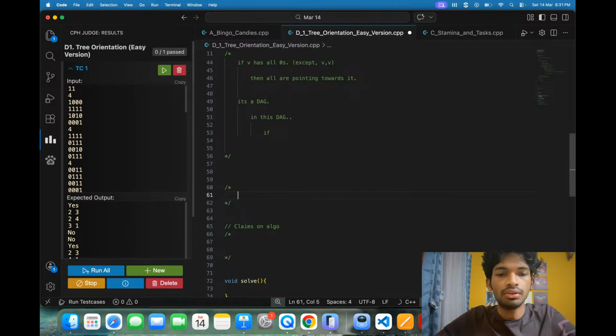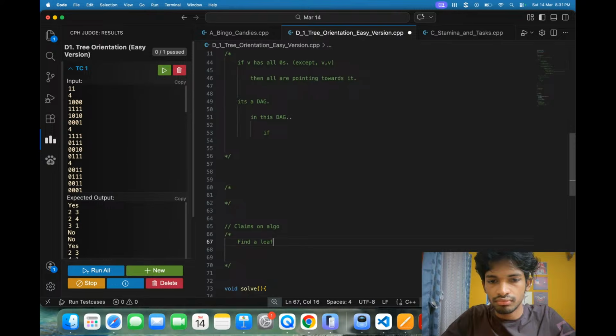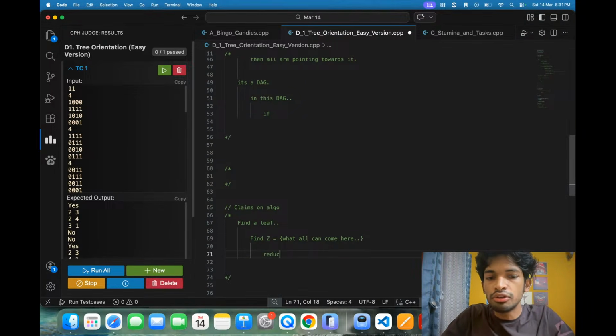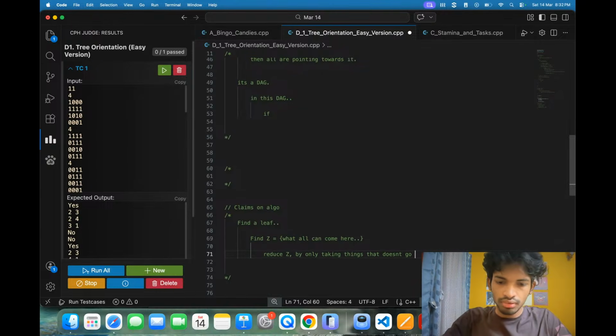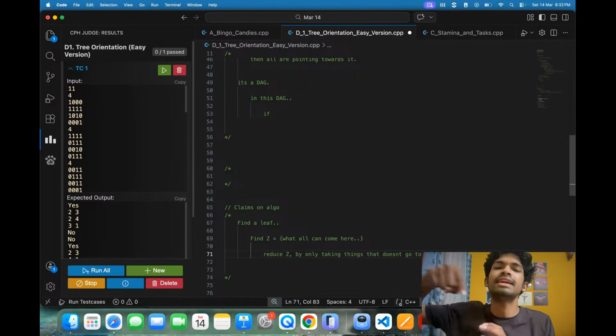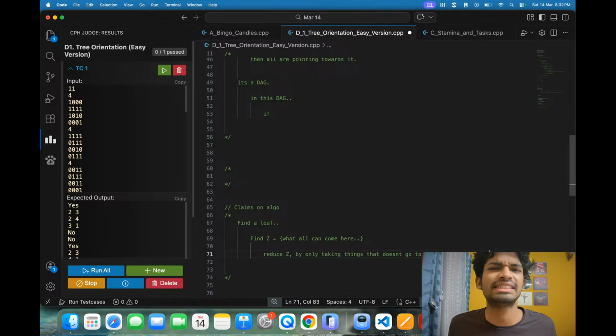So what is the problem now? Solution: find a leaf. Okay, find Z, what all can come here. Reduce Z by only taking things that doesn't go to anything else in Z. That's it. They should not go to anything else in Z. Like they should not be reaching anything else in Z.